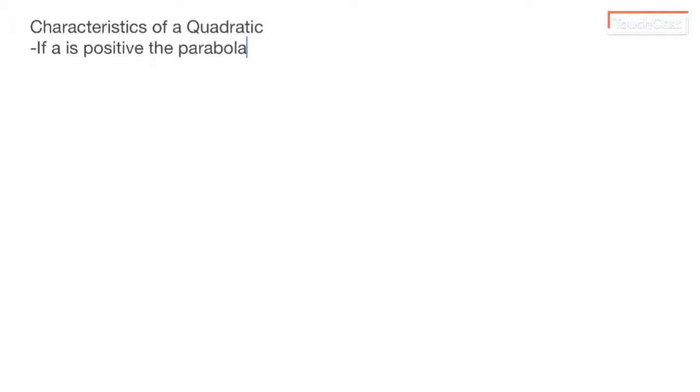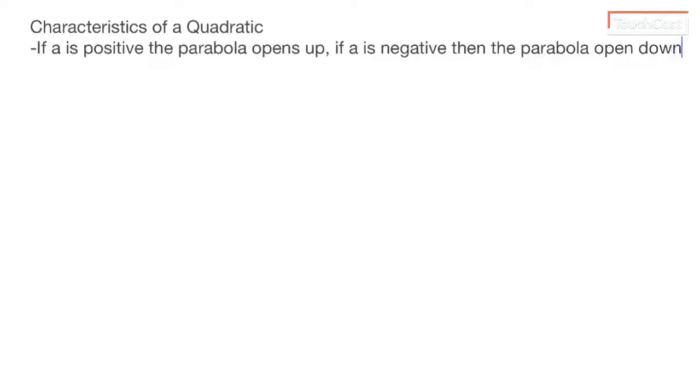Now some characteristics of a quadratic are as follows. If a is positive, then we say that the parabola opens up. If a is negative, then the parabola opens down.